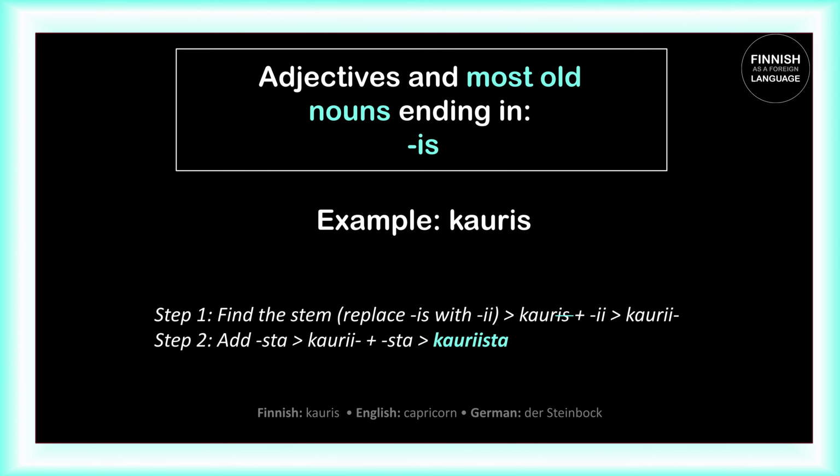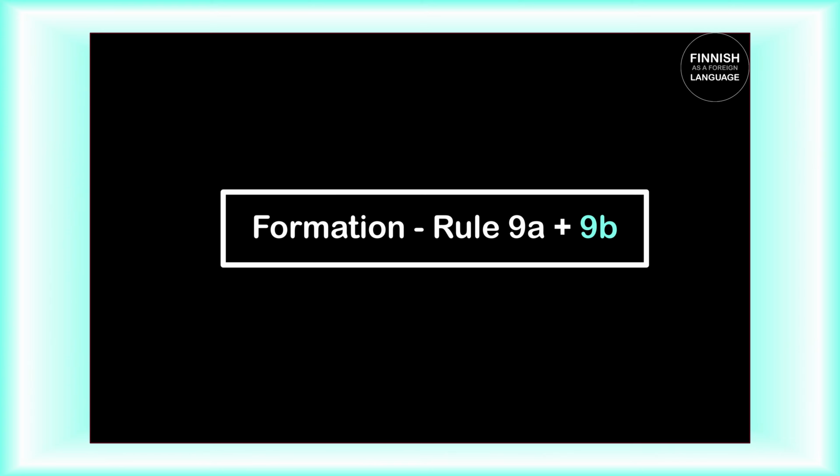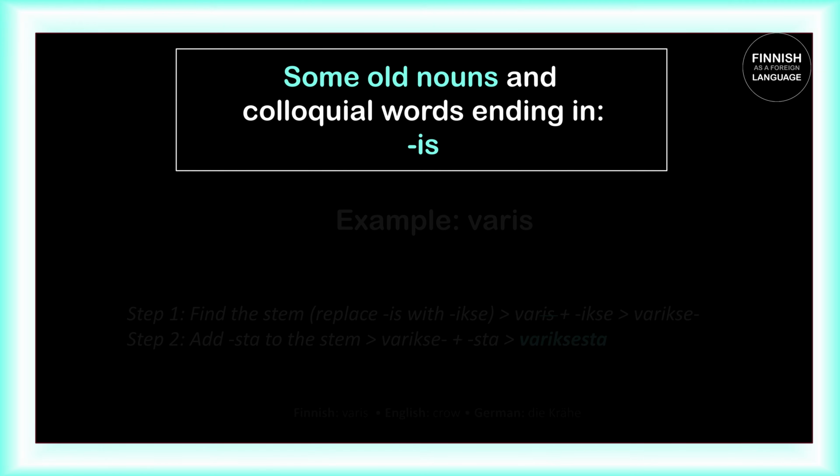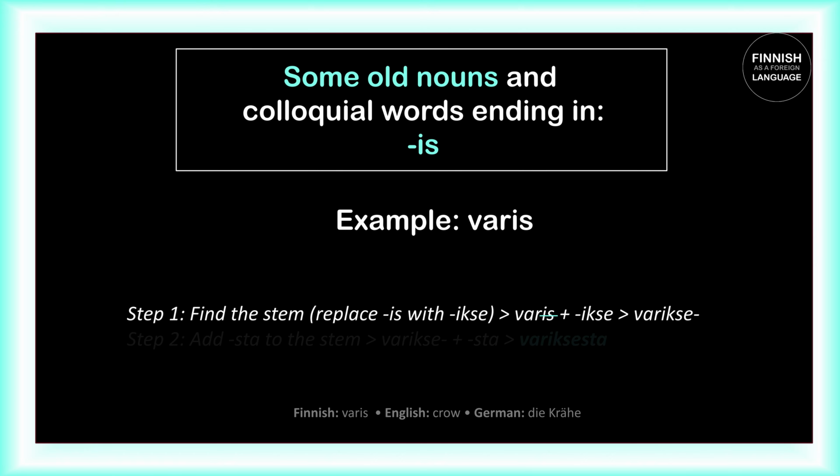Sometimes it works differently. For example, when we look at the rule 9b, which is about some old nouns and colloquial words ending in is. Here's one example. Varis means crow. Here in the first step we have to find a stem again, which we get when we replace is with ixe. See the difference here? Is doesn't get replaced with a double I anymore. Instead it gets replaced with ixe. So that means varis changes to varixe.